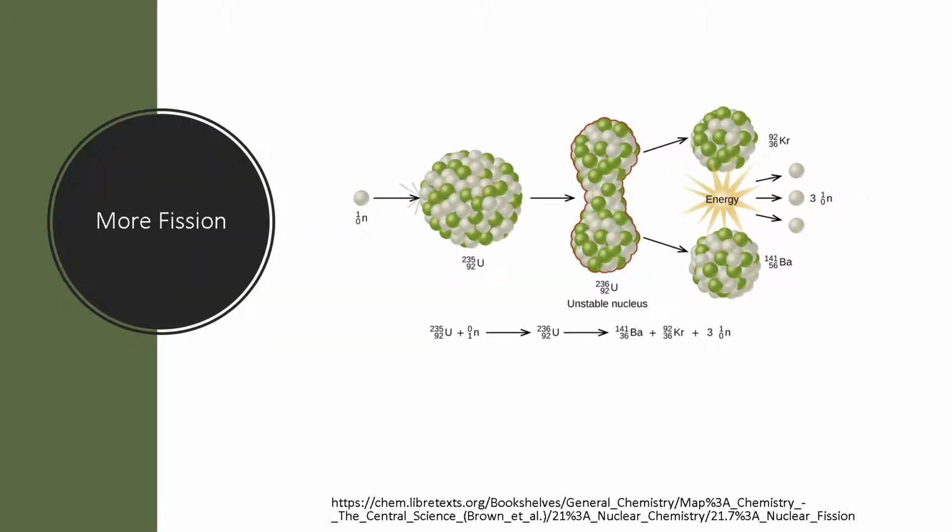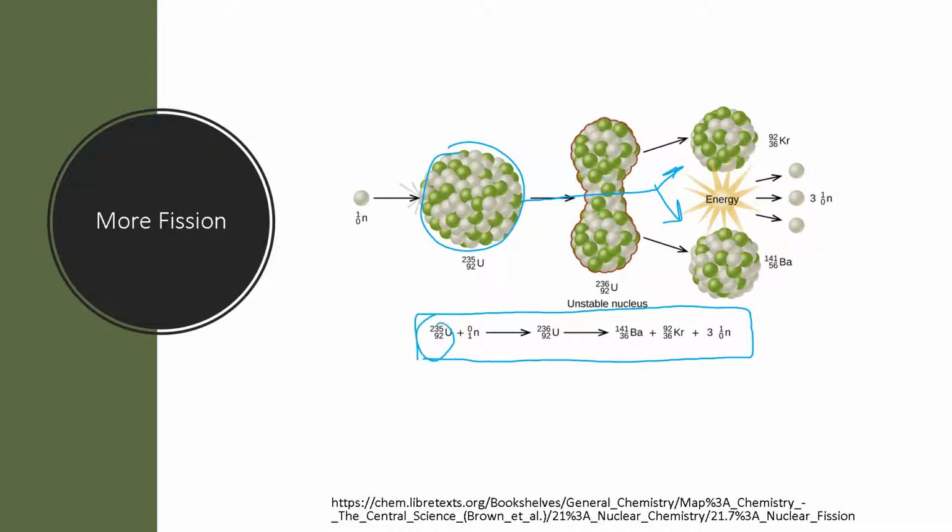This is an example here of fission. As you can see, one nuclei is being split into two separate nuclei, and this is very important. It's an equation that would balance a fission reaction. Notice that uranium is in this equation.